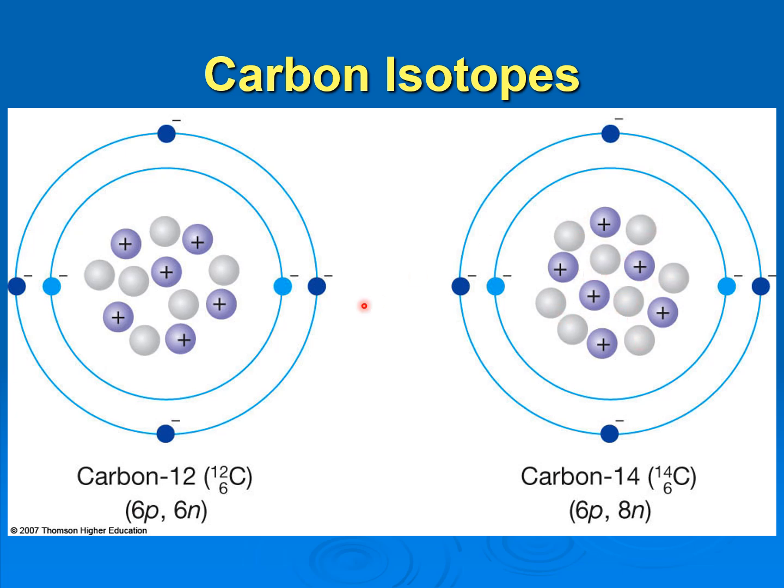And each one has the same number of electrons. They each have 6 electrons out here in their electron shells. Okay, and each one acts the same as carbon. They each have the same chemical properties. It's just they're different in the number of neutrons they have.